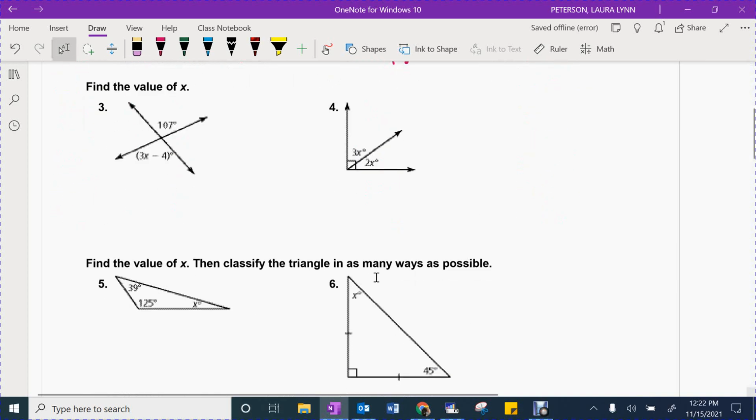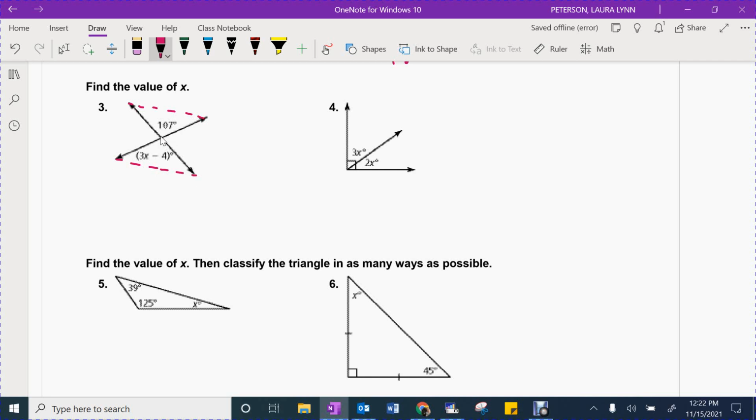Moving on to questions 3 and 4. Now, we need to be able to recognize certain things in these pictures. Like on question 3, we have an intersection of two lines, and we have some values and expressions at the corner on opposite sides of this intersection. Now, if you're in my class, I like to say you make a bow tie.